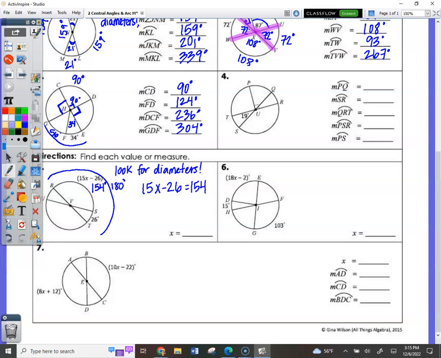So we would add 26. What is that, 180? Yes. Divide by 15. X equals 12. Now, we only did that here because it was asking for so many pieces. Now we don't do that. Number 1.